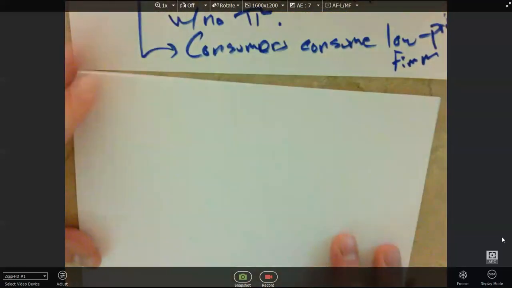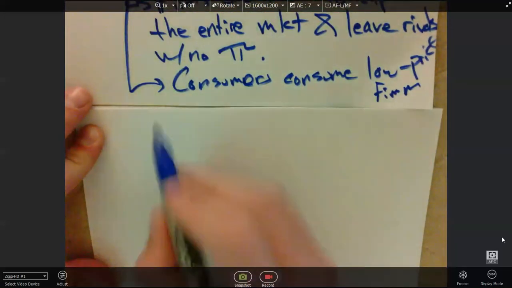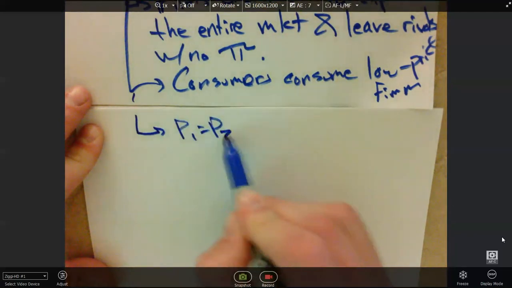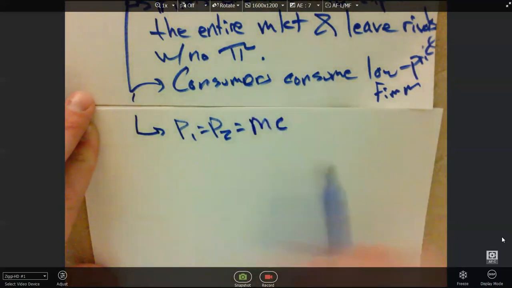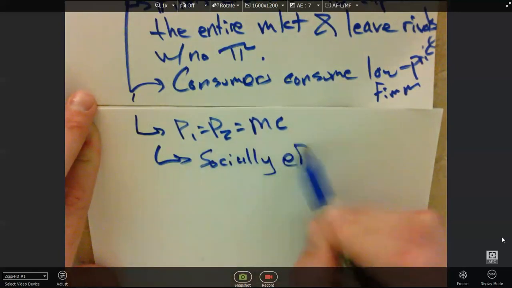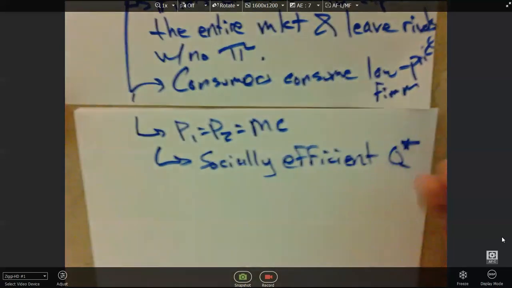All right, so consumer slide. So elite rivals, no profit. And so in our equilibrium, we've got price 1 equal price 2 equal what? Marginal cost. So this is also known as the socially efficient quantity. Why is it socially efficient? Because there's more of the product being produced at a lower price, and so more people are enjoying the product.